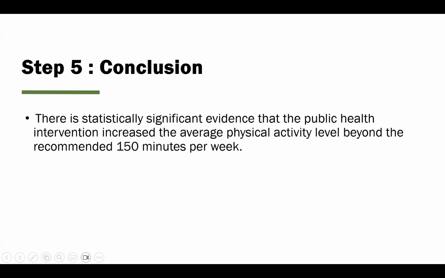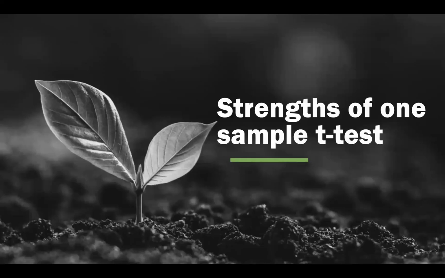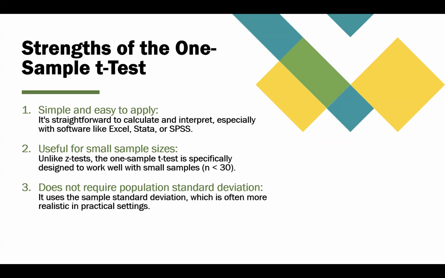So conclusion, there is statistically significant evidence that the public health intervention increased the average physical activity level beyond the recommended 150 minutes per week. So now we come to the strengths of one sample t-test. The strength of one sample t-test is that it is simple and easy to apply. It is straightforward to calculate and interpret, especially with software like Stata, etc.